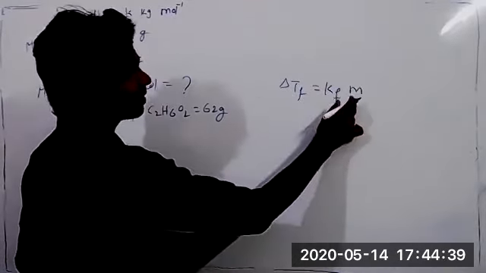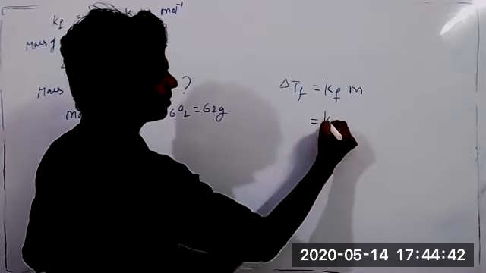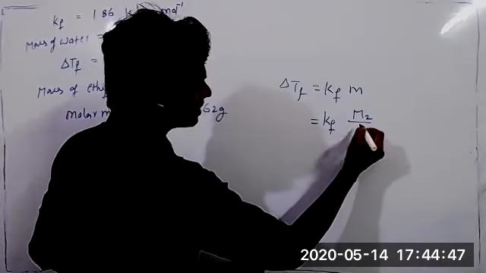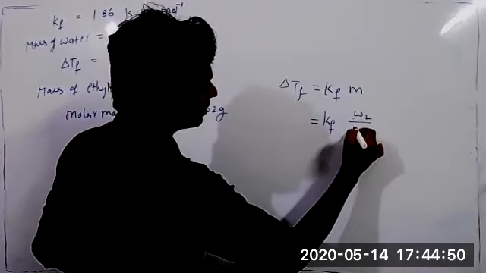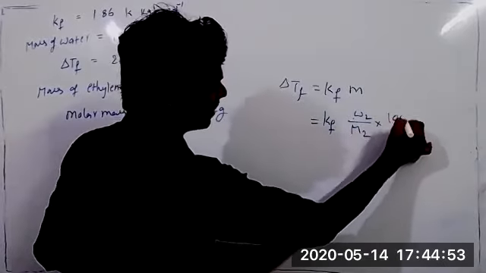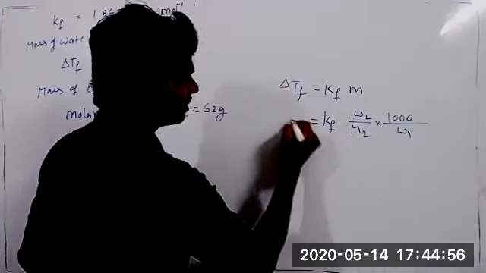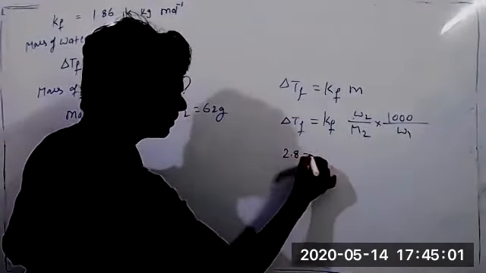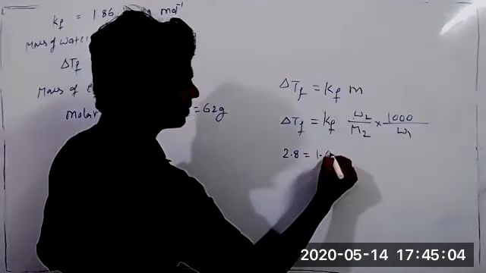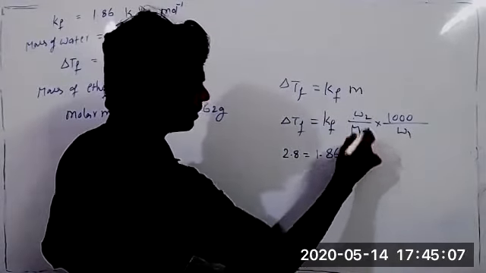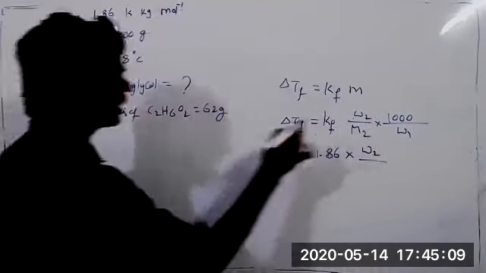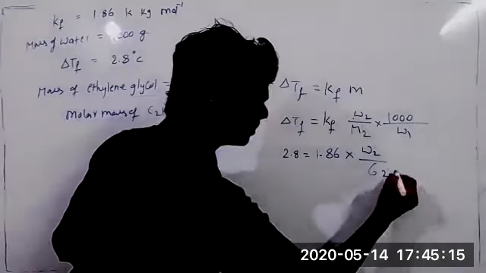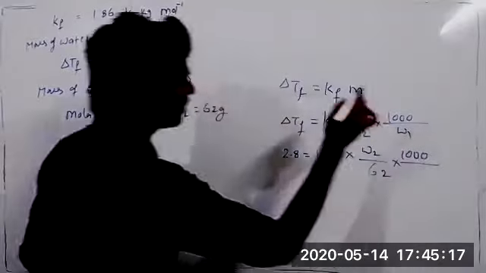Very good. So delta Tf is equal to Kf into m, where m is molality. So Kf into mass of solute divided by molar mass, take W, into 1000 by mass of solvent, that is W1. Here delta Tf is given, 2.8. Kf of water is 1.86. W2, the mass of solute only, we have to calculate. Ethylene glycol mass we have to calculate. Molar mass is given, 62, into 1000 by W1. Mass of water is 1000 grams.